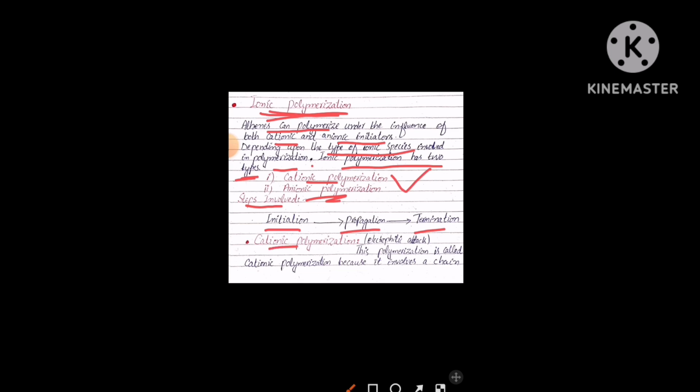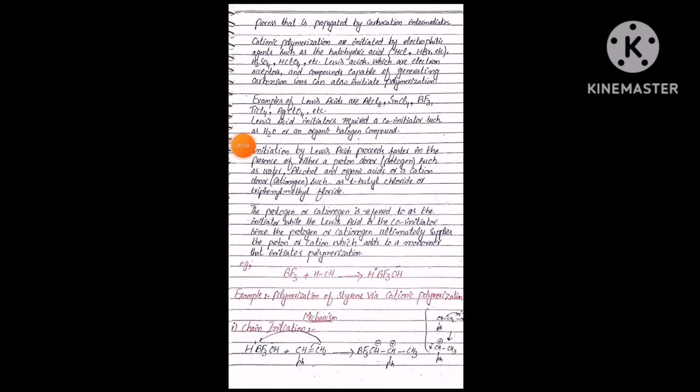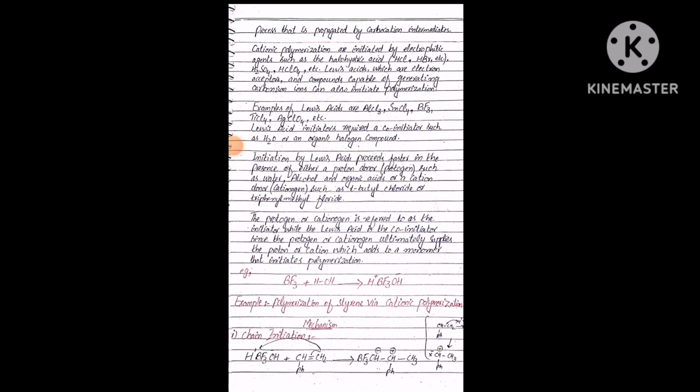For cationic polymerization to proceed, we need an electrophile. This polymerization is called cationic polymerization because it involves a chain process that is propagated by a carbocation intermediate. This is an important thing: here a carbocation intermediate will be generated in cationic polymerization.